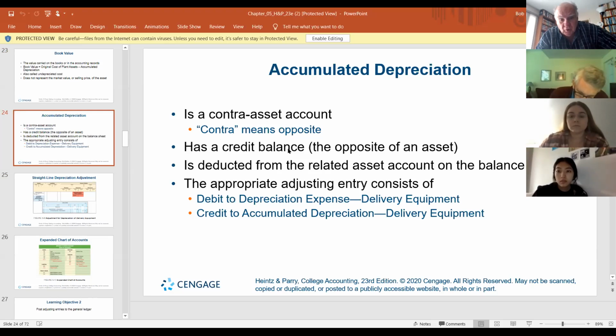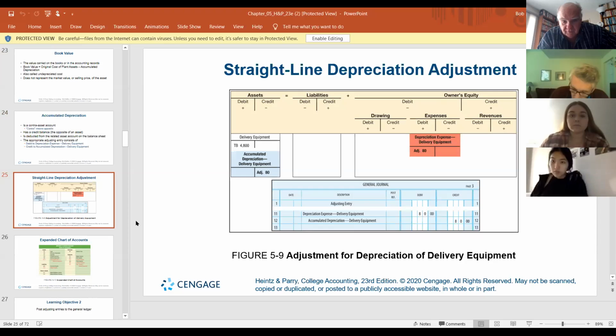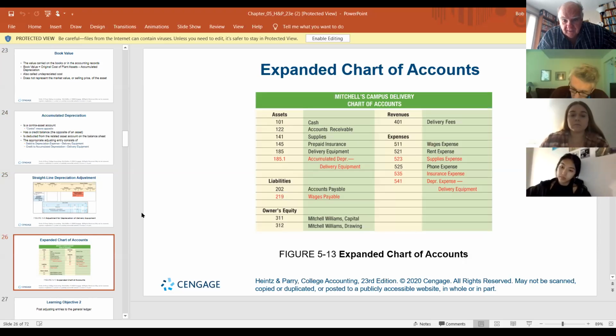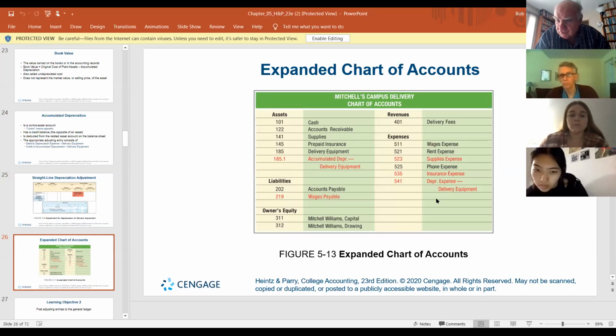The original cost minus the accumulated depreciation gives you your net book value. And there's your journal entry. Debit depreciation expense, credit accumulated depreciation. And we're using straight line. And here, they're just showing you the different accounts we've just introduced to you. The ones in red, you've really not seen before.